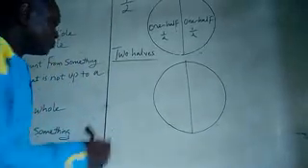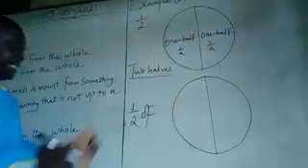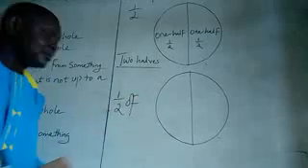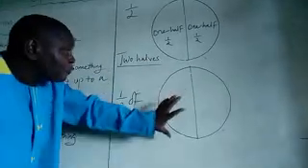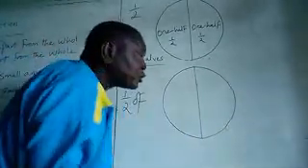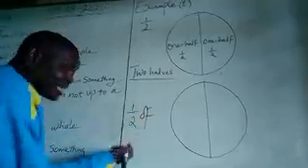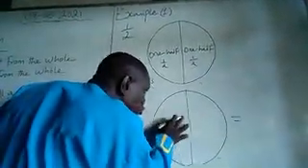If a question is given in this way, what fraction is this? 1/2 of this means what do we do? 1/2 of this is what? I have two equal parts, and you have been asked to look for 1/2. One part out of the two equal parts. What are you going to do? One part of these two parts is 1.